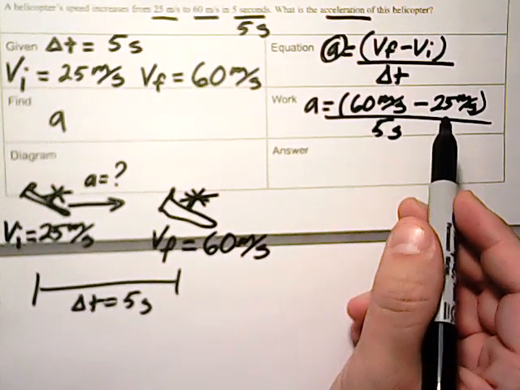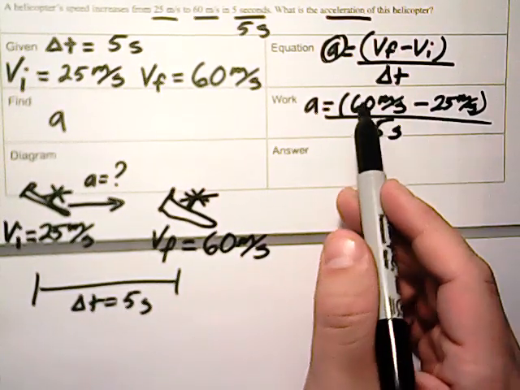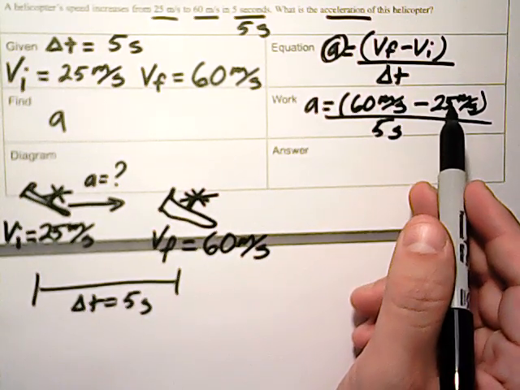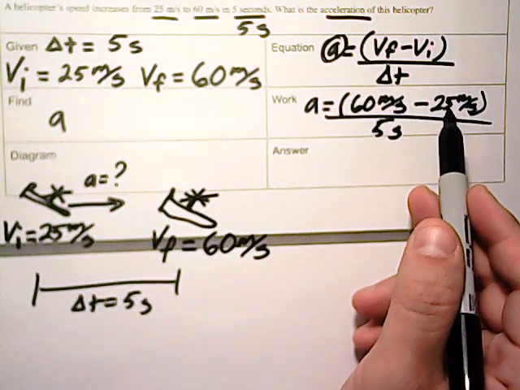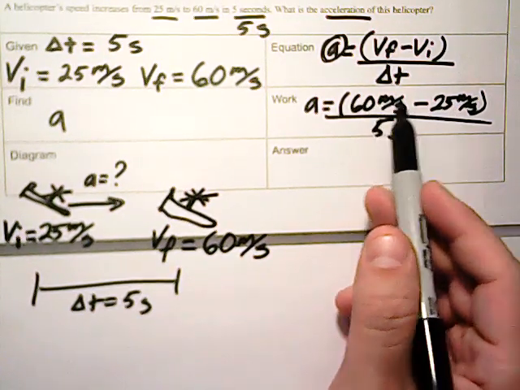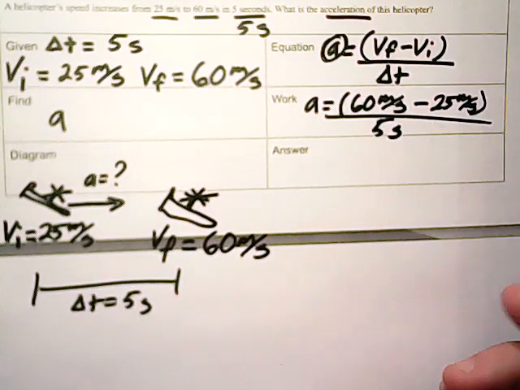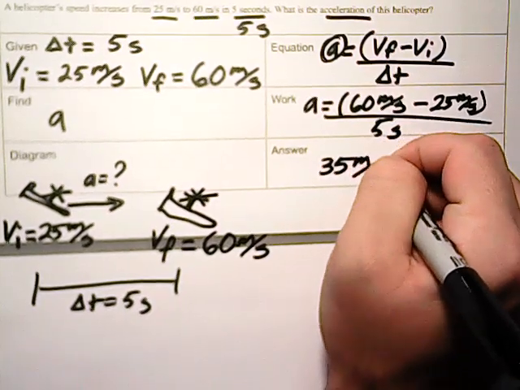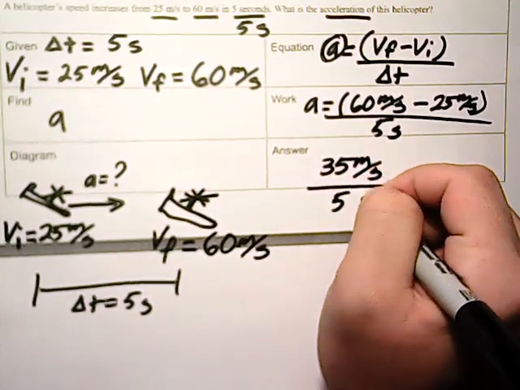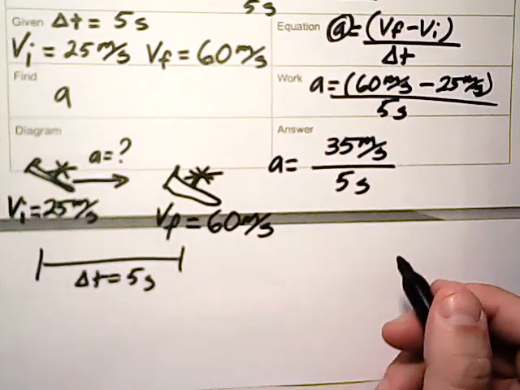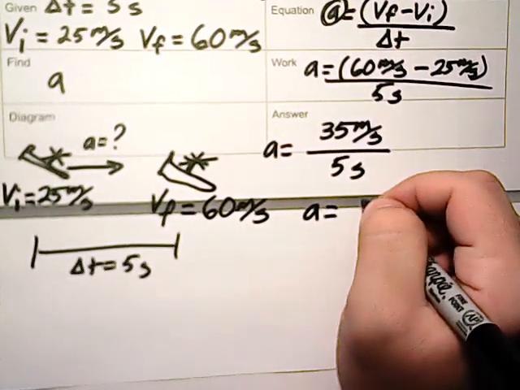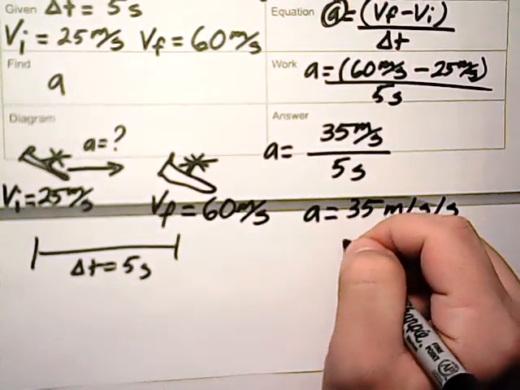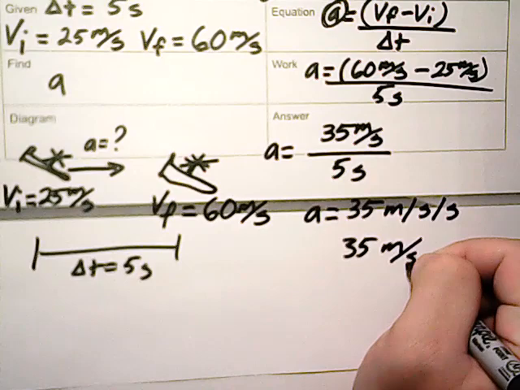So we do 60 minus 25. 25 plus 5 is 30, and 30 plus 30 would give us 60. So the difference between these two should be 35. So we have 35 meters per second divided by 5 seconds. So our answer A is going to be 35 meters per second, or 35 meters per second squared.